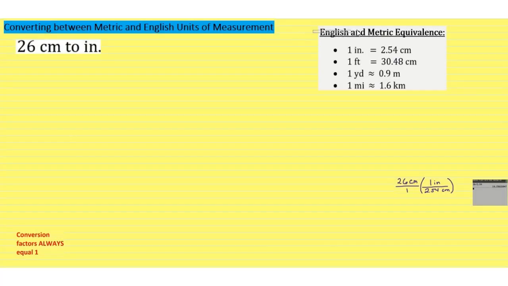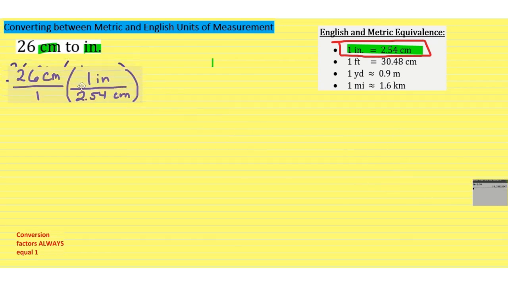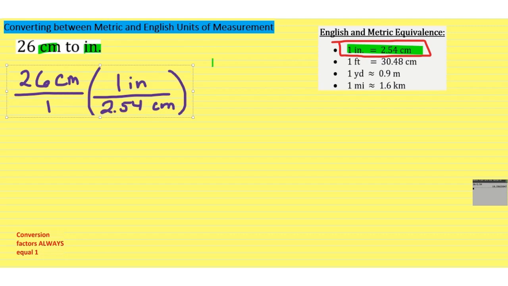Let's look to the left at our English and metric equivalence chart. We've got 1 inch is equal to 2.54 centimeters, and that's all we need. Centimeters and inches. We're going to convert to inches. So this allows us to set up a conversion factor, and we are going to set it up so that we can cancel out our centimeters. We actually want to get rid of our centimeters. So I am going to cancel centimeters and centimeters.